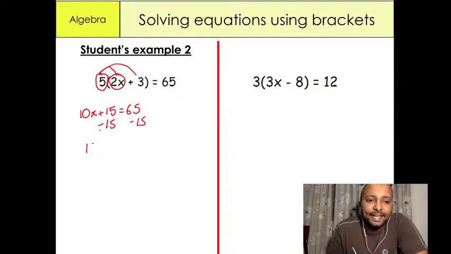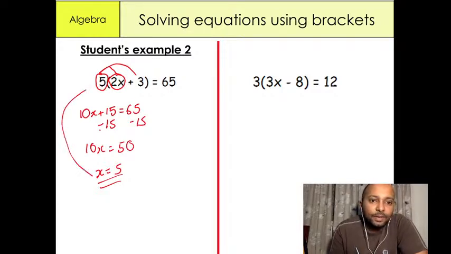So 10x is equal to 50. What would you multiply 10 by to give us 50? x is equal to 5. Okay, so that's our final answer: x is equal to 5. Again, you can always check your answer by plugging it back into this equation.